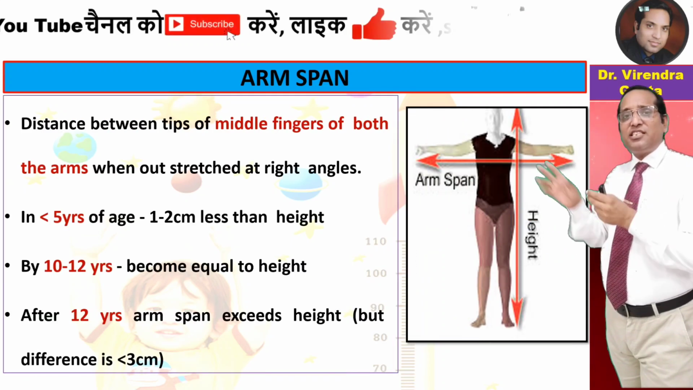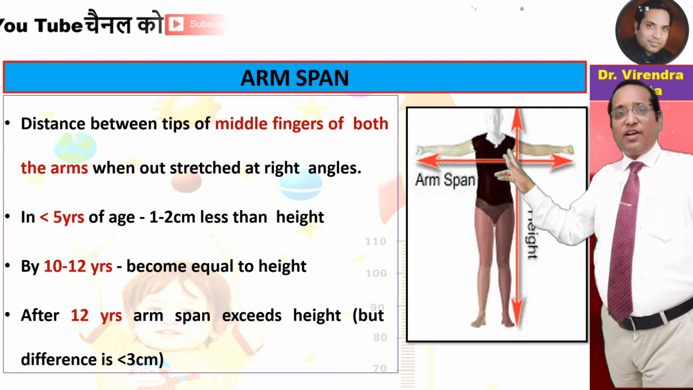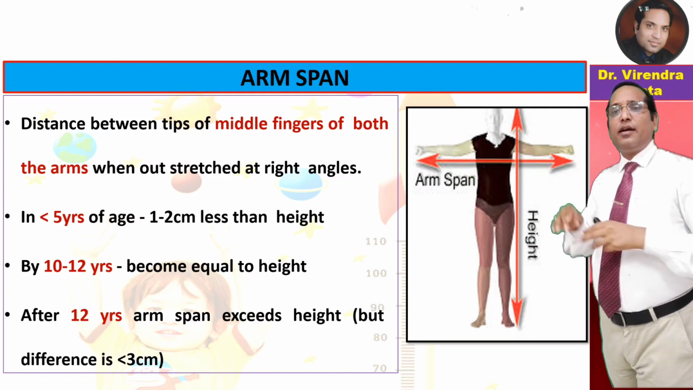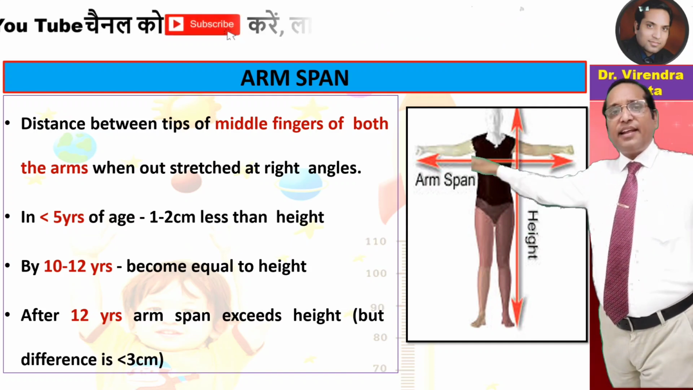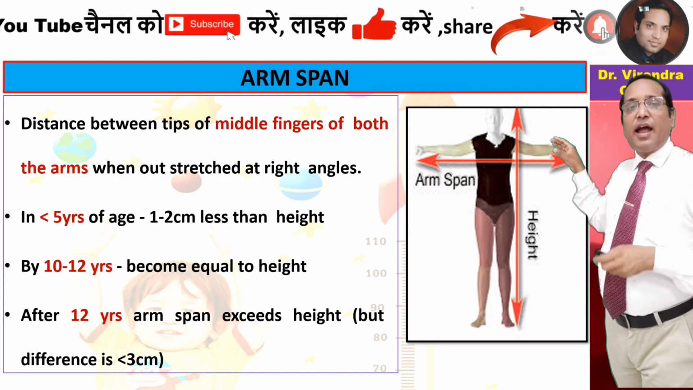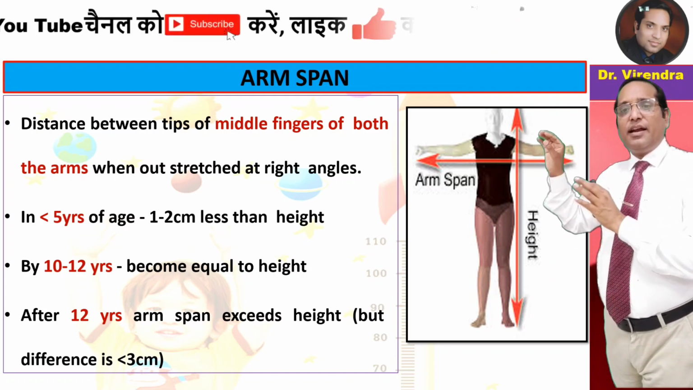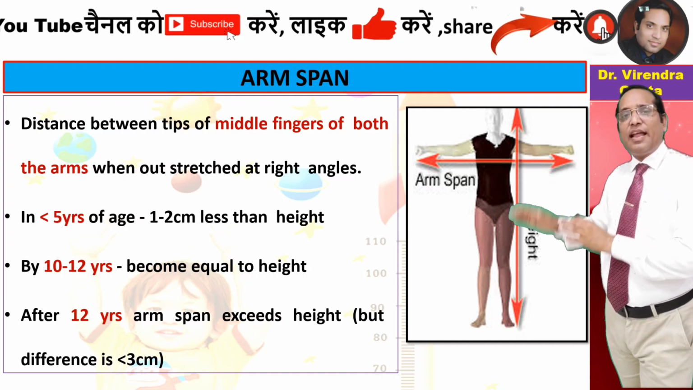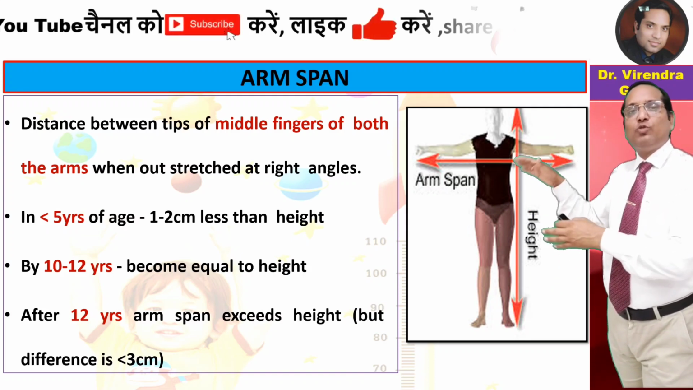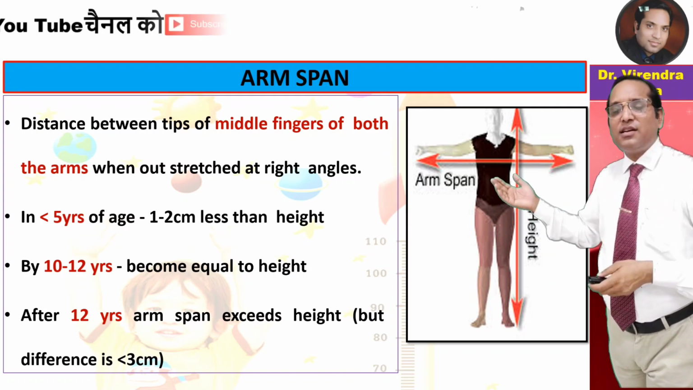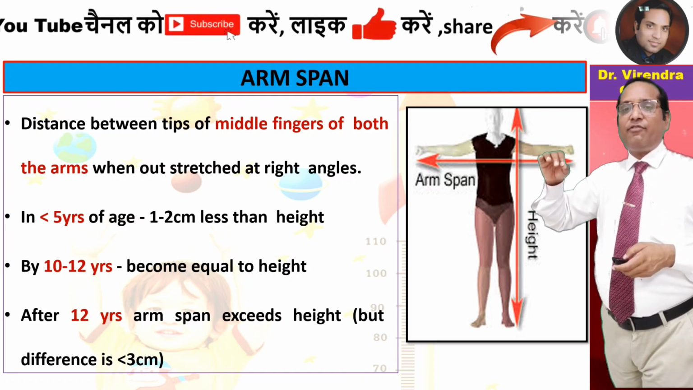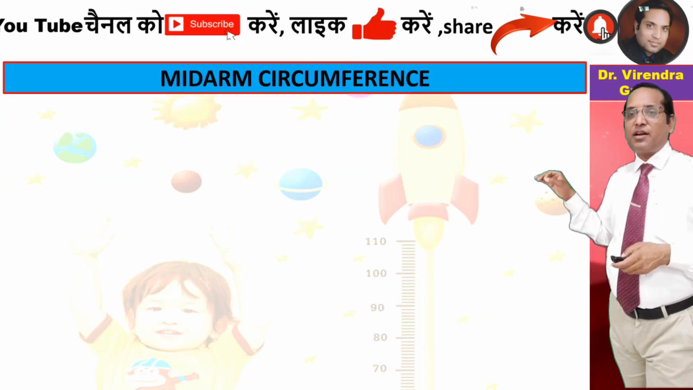And the next parameter is the arm span. So guys, it is the distance between the middle fingers of both arms if we stretch the hands at a right angle. Below 5 years of age, it is 1 to 2 centimeter less than the height, and by the age of 10 to 12 years, it becomes equal to the height. And after 12 years of age, the arm span exceeds the height, but the difference is less than 3 centimeter only.